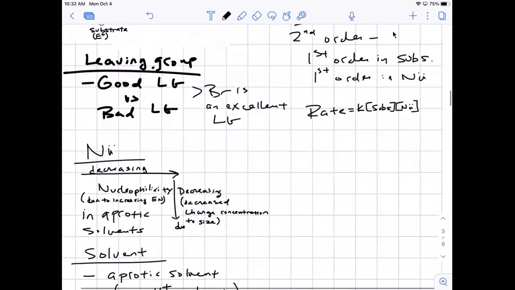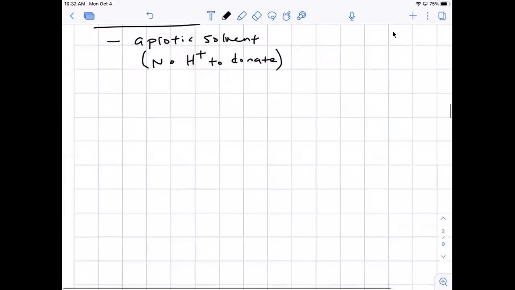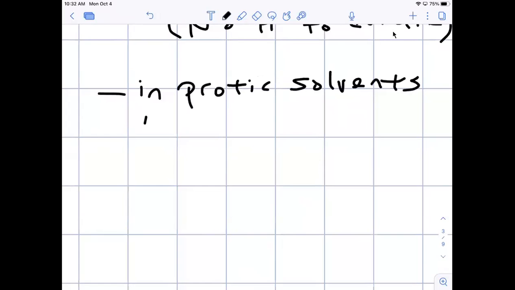So when we talk about the solvent being aprotic, in a protic solvent... no, let me not say that, because somebody's going to read that and think it's aprotic. If you do it in a protic solvent, what's going to happen is your nucleophile is going to get what we call solvated.